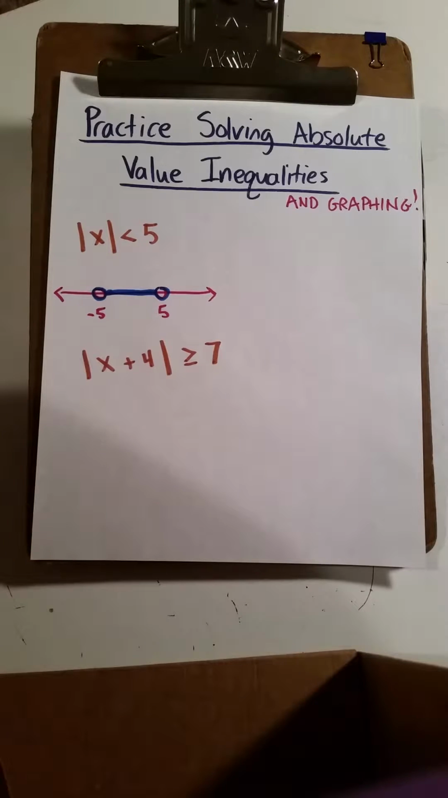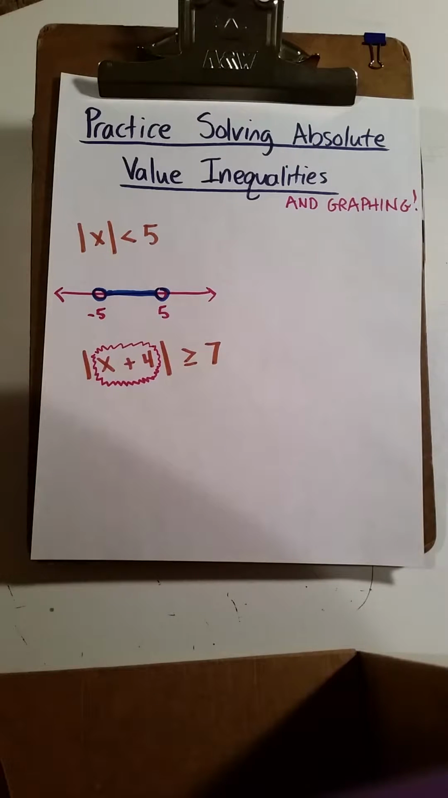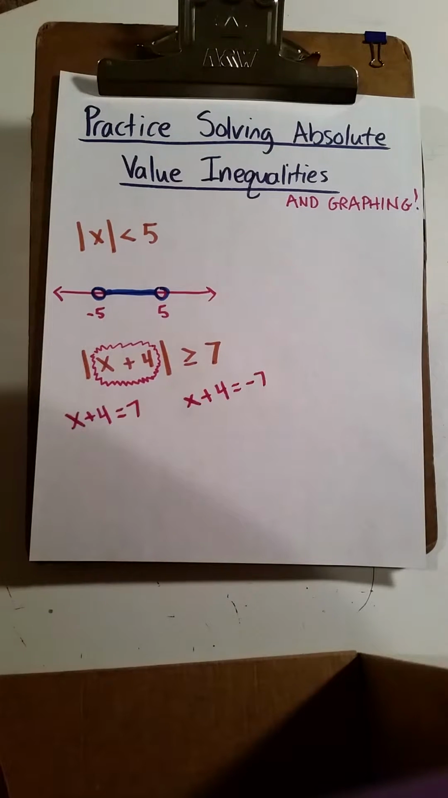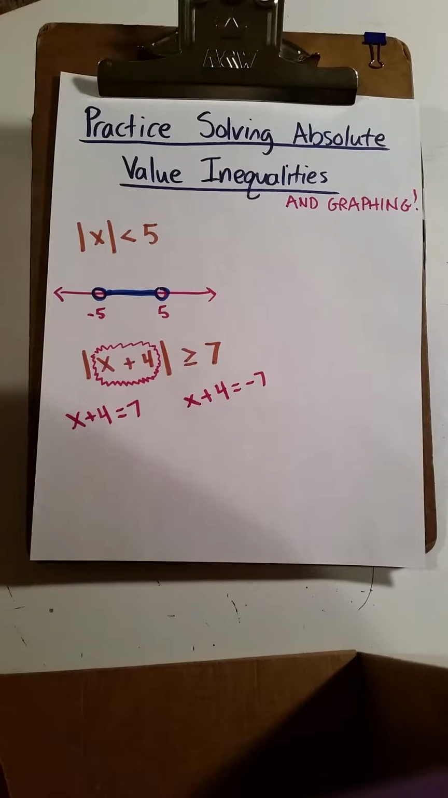In our next example, we'll do something a little more complicated. The absolute value of x plus 4 is greater than or equal to 7. Since we can't get inside the absolute value, we ask ourselves, what do we want it to equal? We want the inside to either be 7 or negative 7, so the absolute value becomes 7. So we write two separate equations to find our two solutions.